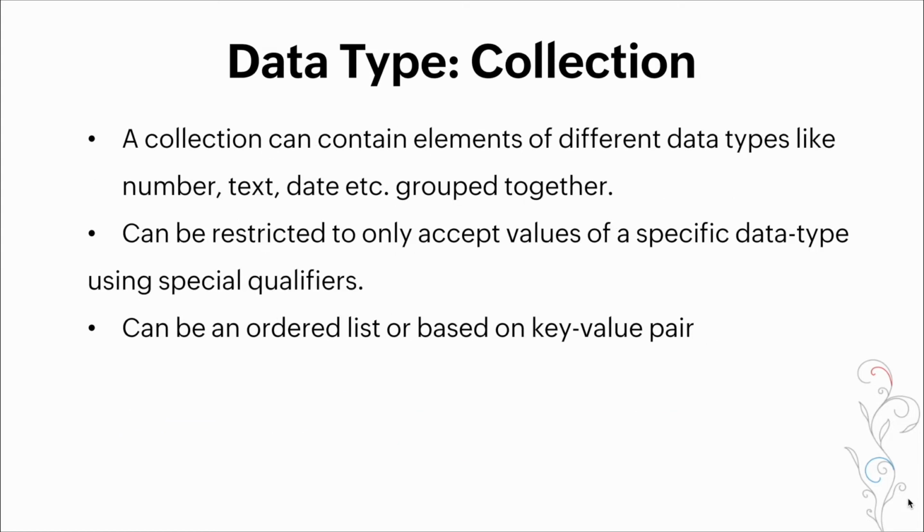Now the data type collection can contain elements of different data types like number, text, date, etc. It can also be restricted to only accept values of a specific data type using special qualifiers. And it can be an ordered list or based on key value pairs.